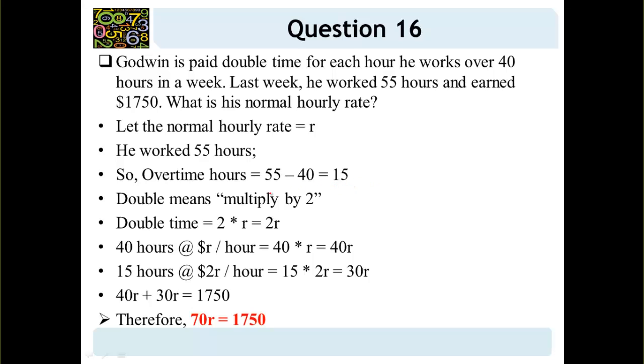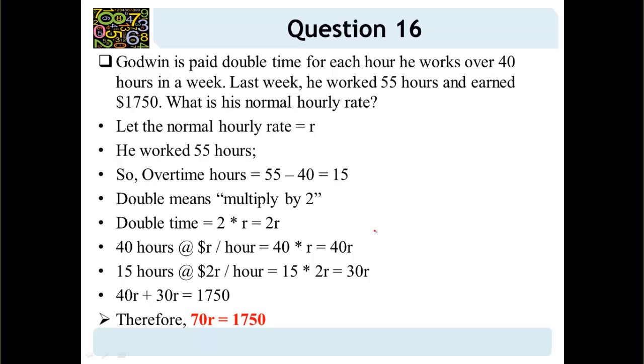Okay? Then, double means multiply by 2. Each hour he works over 40 hours, he's paid double time. So if he's paid $1 per hour for 40 hours a week, that means 40 times R, which is 40R. Let's say that R is 2. If he earns $2 per hour, that means for 40 hours they will earn $80.